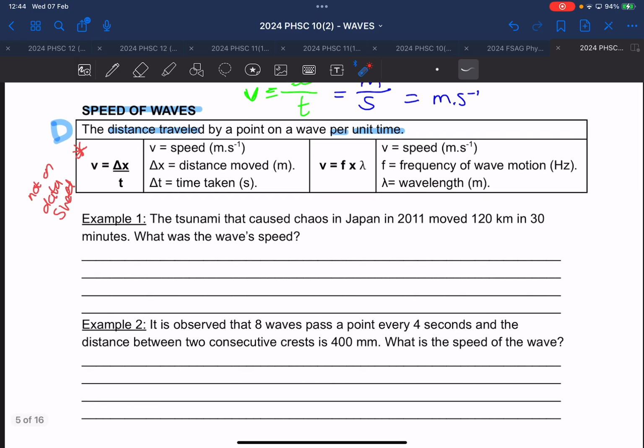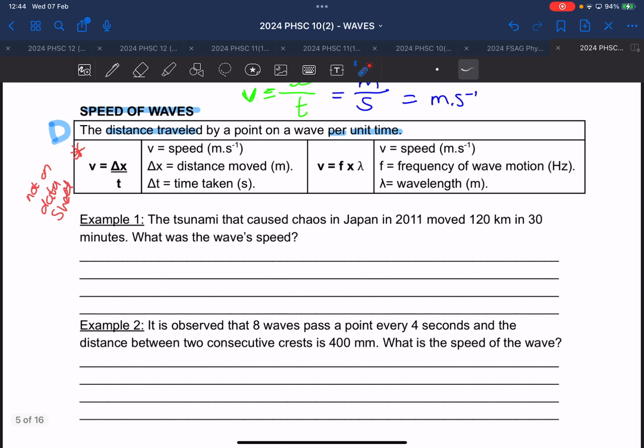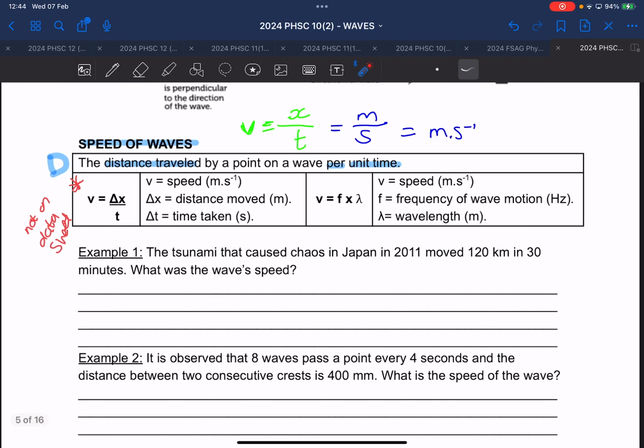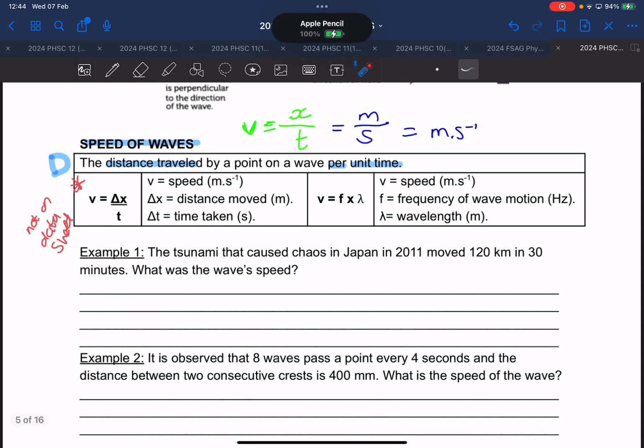It says, the tsunami that caused chaos in Japan in 2011. Now, in 2011, you were 3 years old. Do you know what happened? There's a movie on it, The Tsunami, I can't remember the movie's name. Do you know what a tsunami is? All right, explain to the class what a tsunami is.